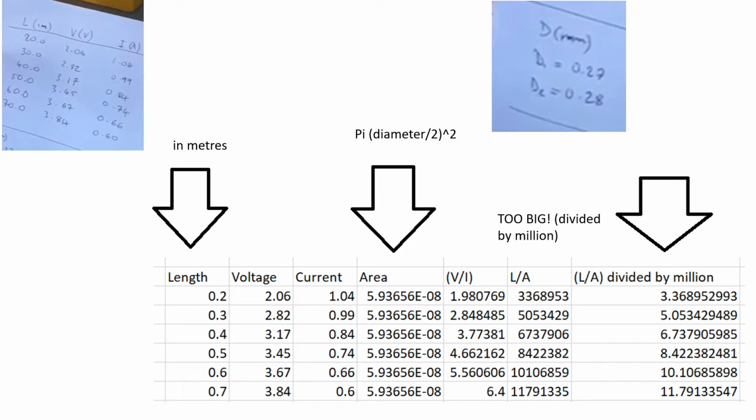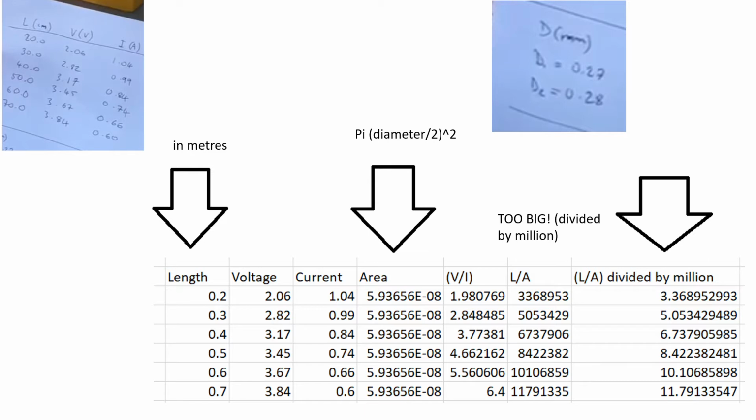And so for the area, on Excel I did equals pi times, I halved the diameter. I used the diameter as 0.275 as the average, because the average diameter is 0.27 plus 0.28 halved. And so I did pi times the half of the diameter and then squared. So that was the area.